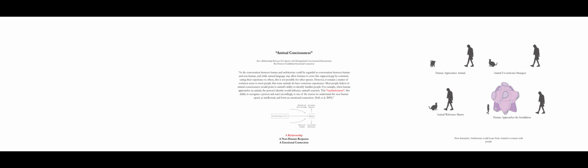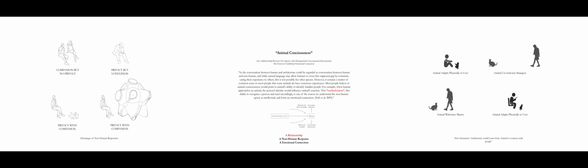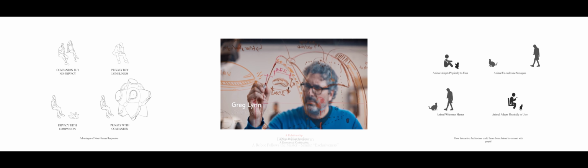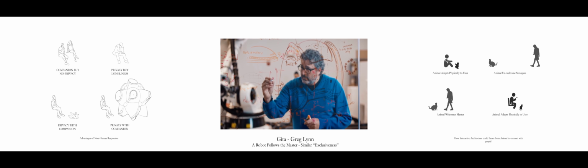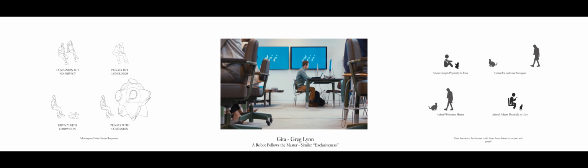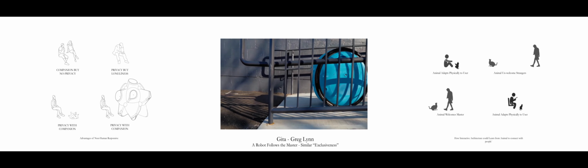The first is animals' ability to identify familiar people. For example, when a person approaches an animal, his or her identity would influence the animal's reaction. This exclusiveness, this ability to recognize a person and react accordingly, is one of the reasons we understand non-human species as intelligent and form an emotional connection. Second is animals' empathy, their ability to understand human emotion and react accordingly. The company while you are sad, the happiness while you are happy, triggers your emotional connection.